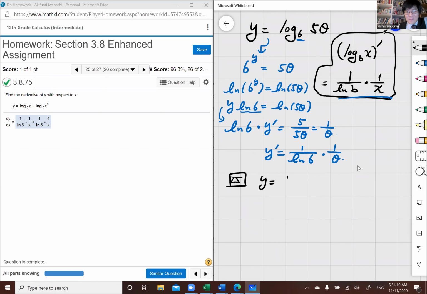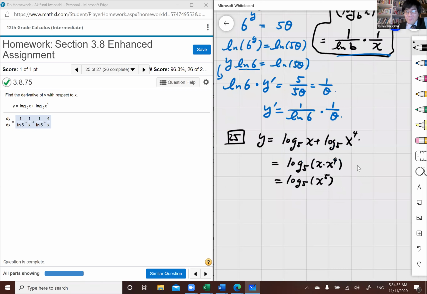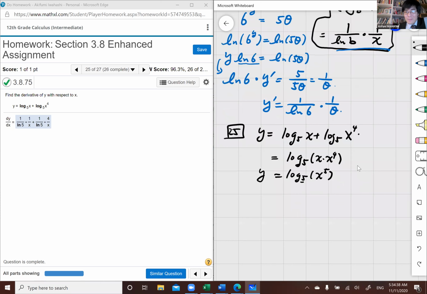So this is log of base 5 of x plus log of base 5 of x to the power of 4th. Well, first of all, you can combine them into one log. It becomes log of base 5 of x times x to the 4th, which is log of base 5 of x to the 5th. Yeah. Okay. Now, you don't like this base.